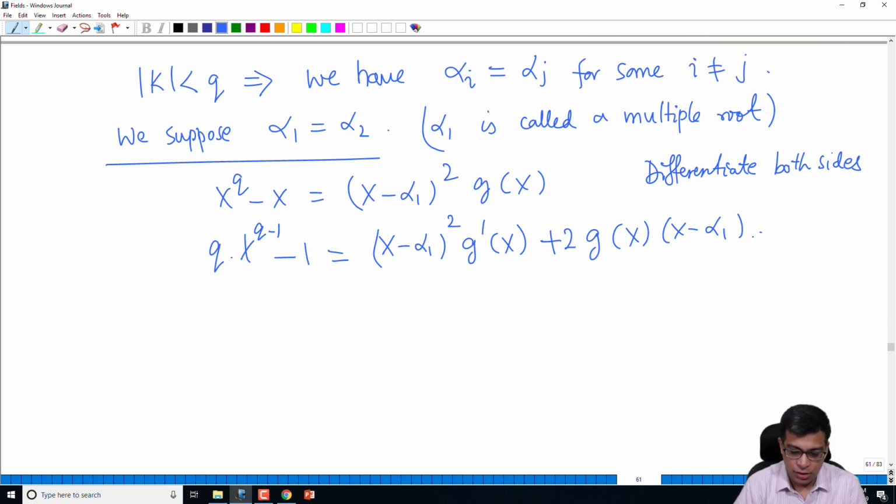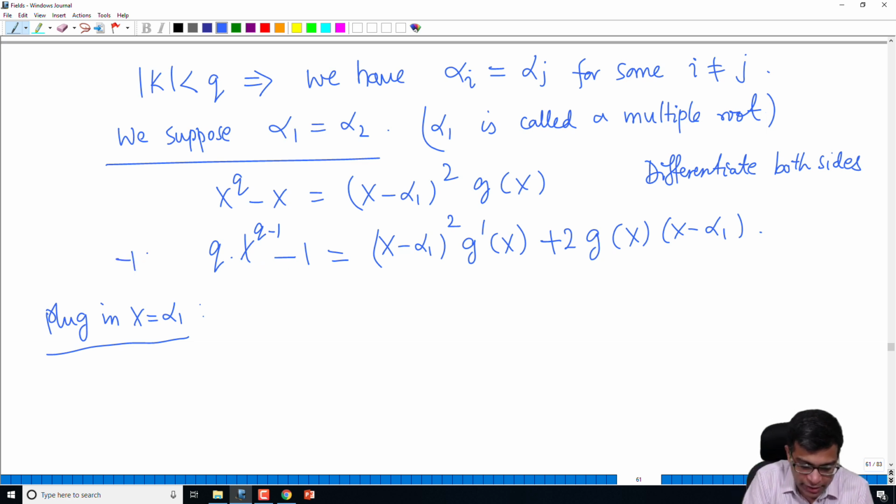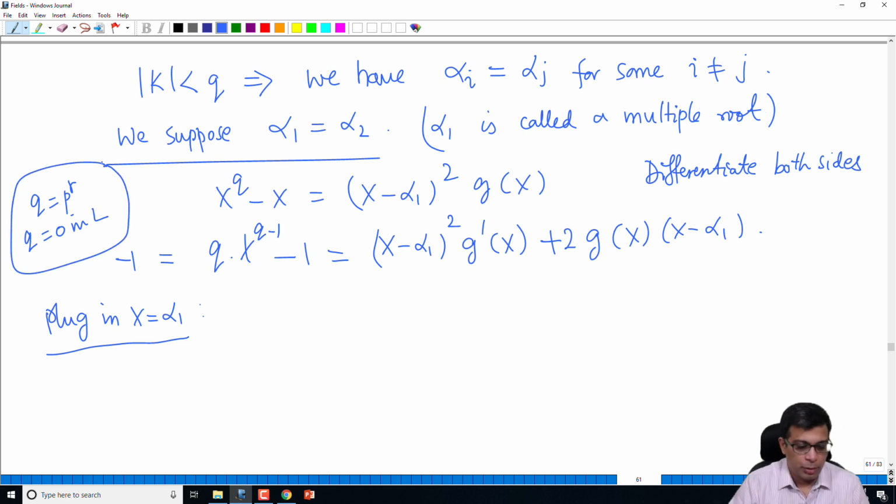So I have this. Now plug in x equal to alpha 1. What do I get? The left side is actually equal to minus 1. Why is that? Because Q is 0. Q is p^r, that means Q is 0 in L. If L contains Z mod pZ, that means p is 0. Once p is 0, p squared is 0, p cubed is 0, p^r is 0. So Q is 0, that means minus 1.